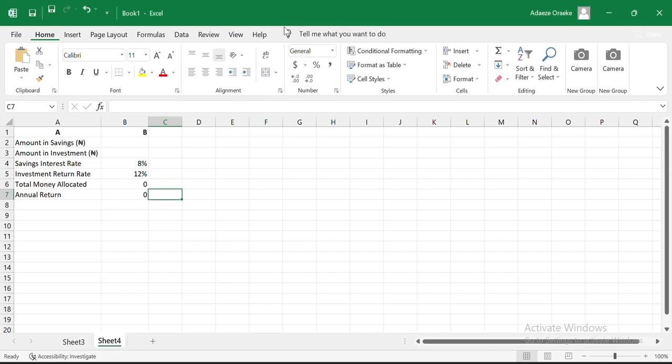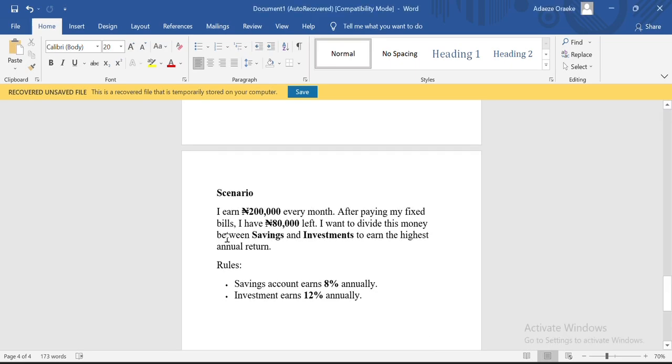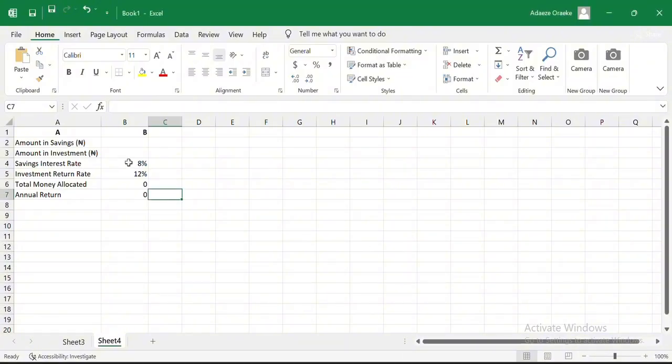So this is our example, and I want to use a different example, so I'm picking an example on investment. Our scenario is, suppose you have 200,000 naira every month. That's how much you make, and after your expenses, what you're left with is 80,000. So you want to decide whether to save or to invest. This is a very realistic example, one that most of us can relate to. So let's just get into it.